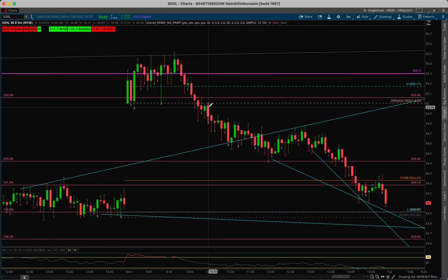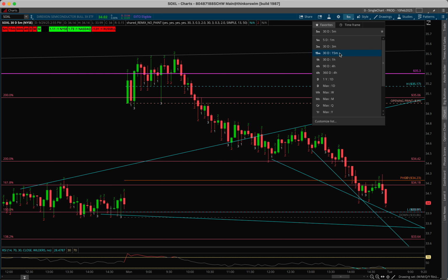You could have entered puts at this point, and you get a series of lower highs until you finally get a higher high right here. So you could have basically taken the trade from, we'll say, 34.88 to 34.66, so a 22-cent move, which isn't too bad if you're scalping, if you got a number of contracts, and if you're at the money or in the money.